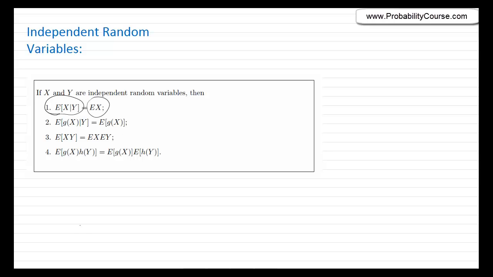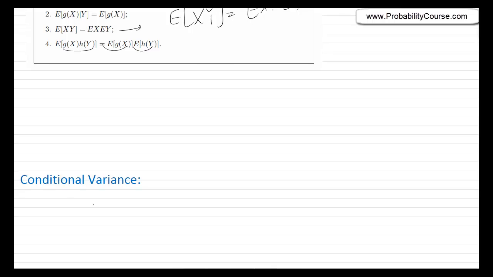Knowing the value of y doesn't change the expected value of x. So that's quite intuitive. The expected value of any function g(x) is again just the expected value of that function. Another useful rule is that the expected value of xy is just E[x] times E[y]. Again, this is true for independent random variables. More generally, if you multiply two functions of two independent random variables, then you can find the expected value simply by multiplying the corresponding expected values.